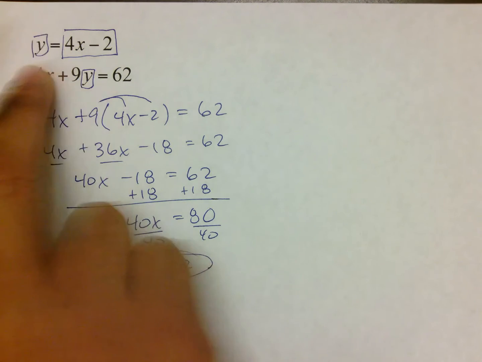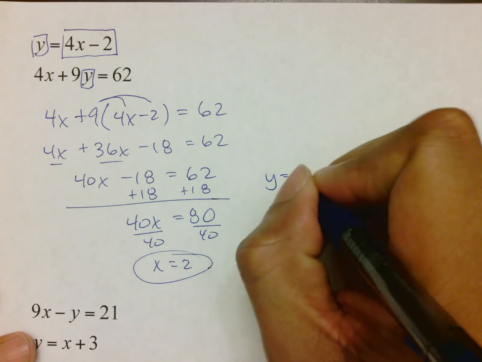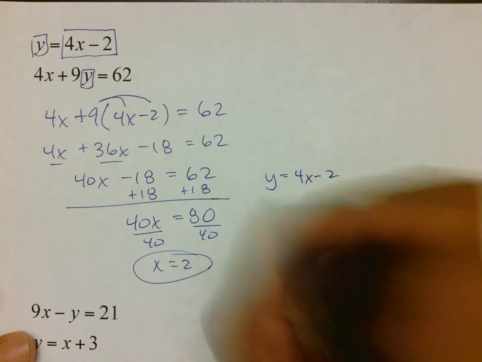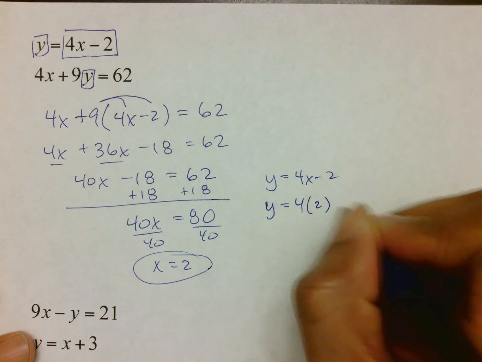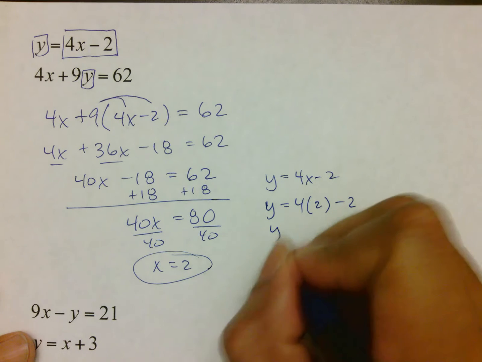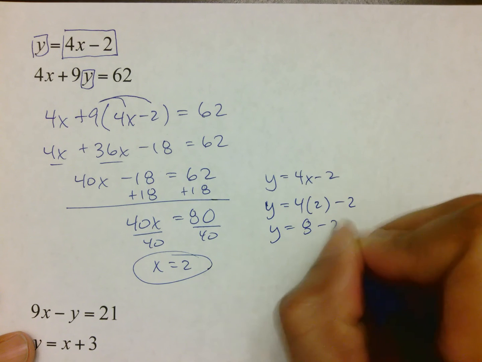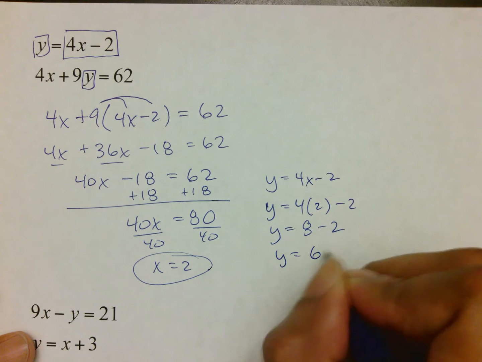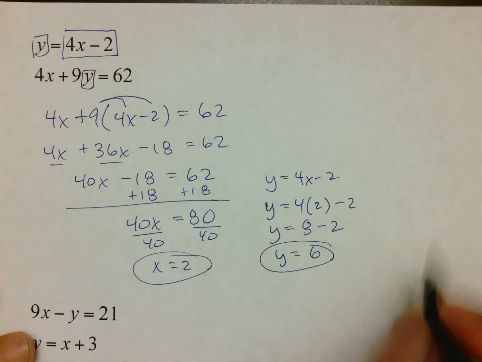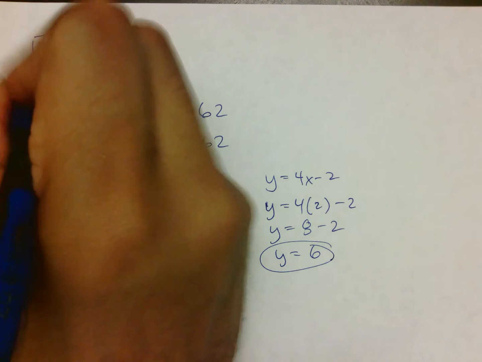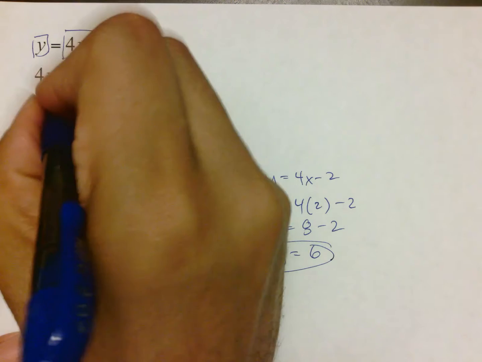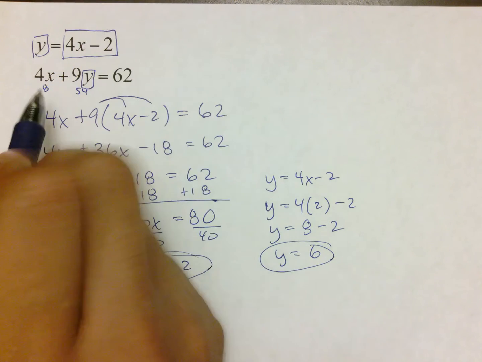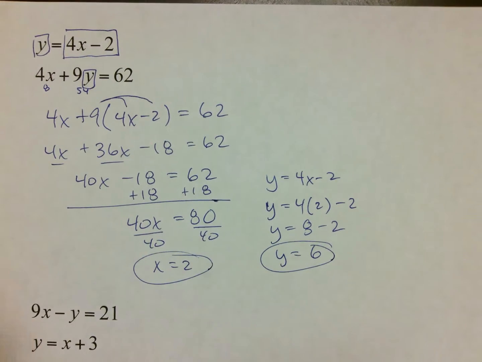And again, the easiest one to plug in for is the one we use the 2 boxes on. So y equals 4x minus 2. Y equals 4 times 2 minus 2, which is 8 minus 2, or 6. Checking that out, putting a 2 here, 4 times 2 makes 8. 9 times 6 makes 54. 8 plus 54 is 62. So we know we got that right.